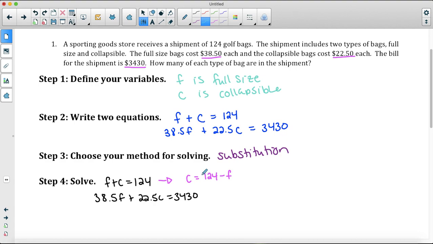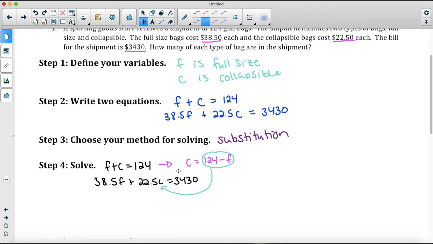Now, because I'm using substitution, I'm going to take this expression that is equal to C and substitute it in for the other C in the problem. So now I will have 38.5F plus 22.5 times 124 minus F is equal to 3,430.